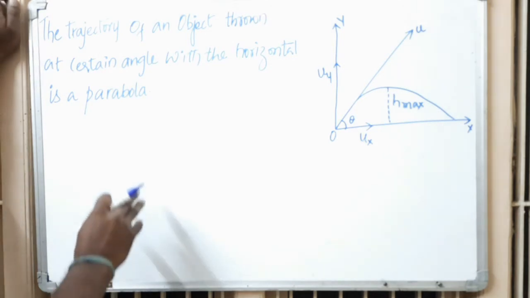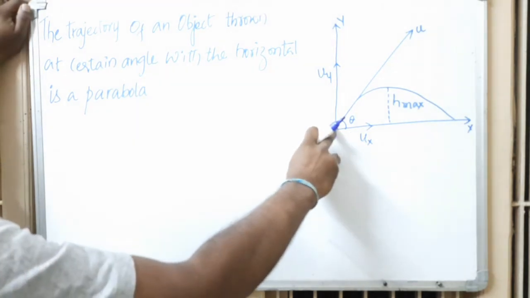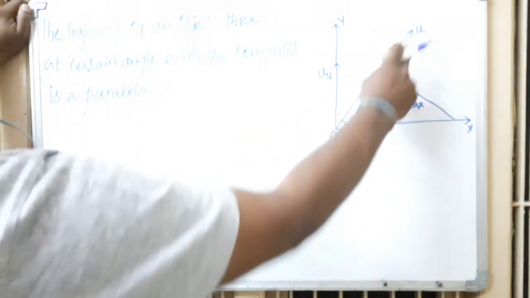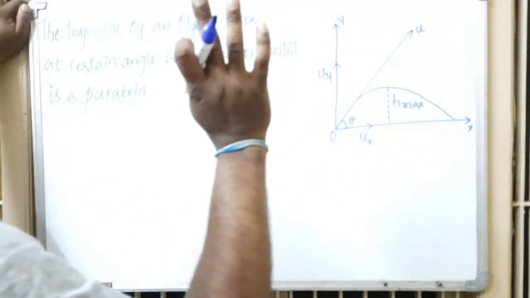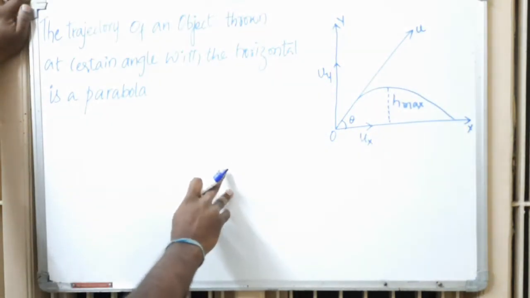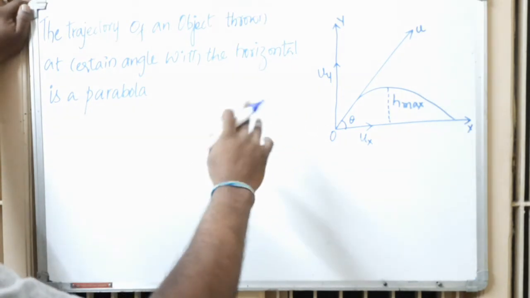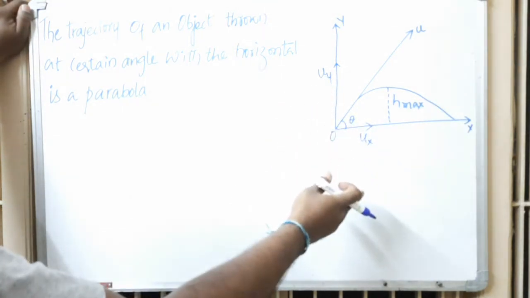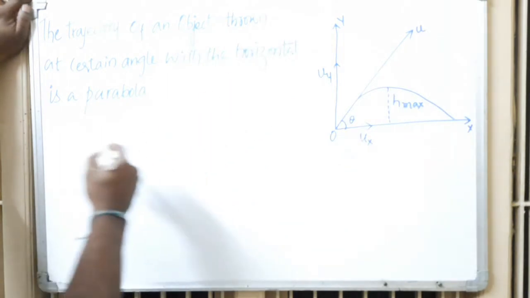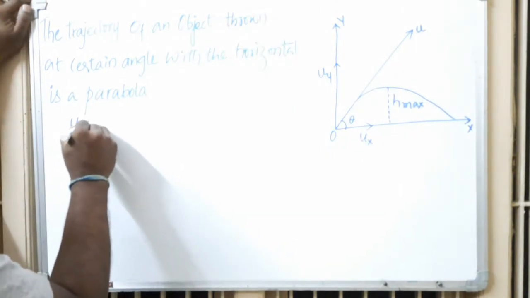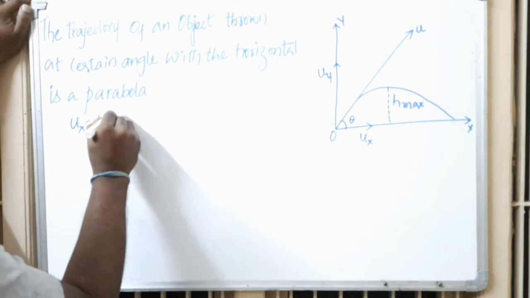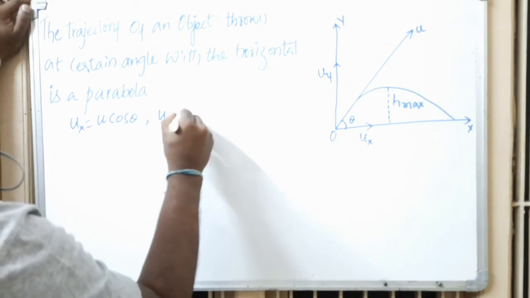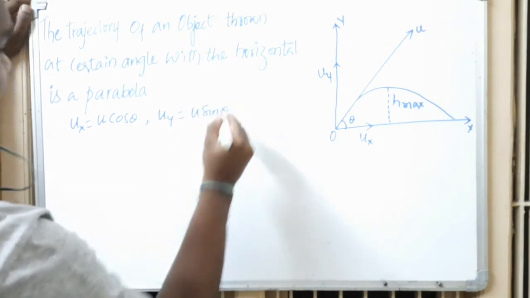So let a body be projected from point O with an initial velocity u at an angle theta with the horizontal. The velocity u can be resolved into two perpendicular or rectangular components, one is ux and another is uy, along the x-axis and along the y-axis. So ux is equal to u cos theta. In the same way, uy is equal to u sin theta.